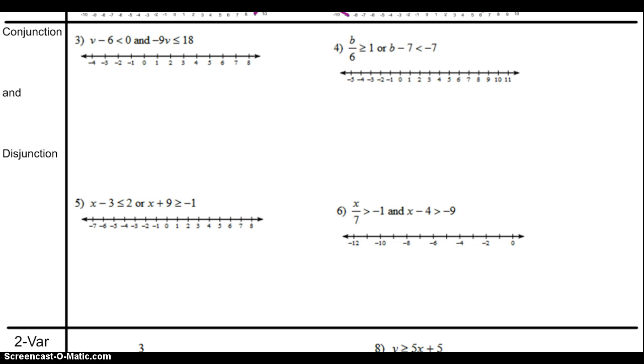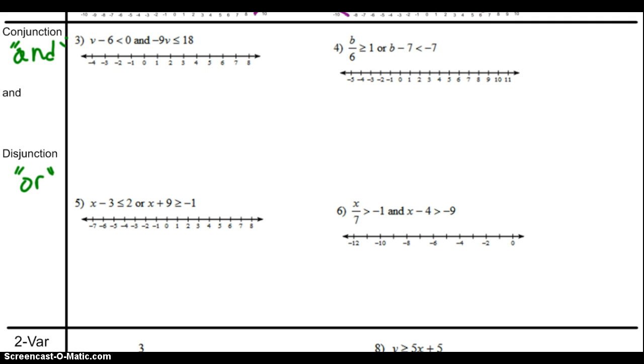This is a more advanced topic right here. Conjunction and disjunction. Conjunction is a big fancy word for and, disjunction is a big fancy math word for the word or. Okay, so I'll show you what I mean. Take a look at this first problem.